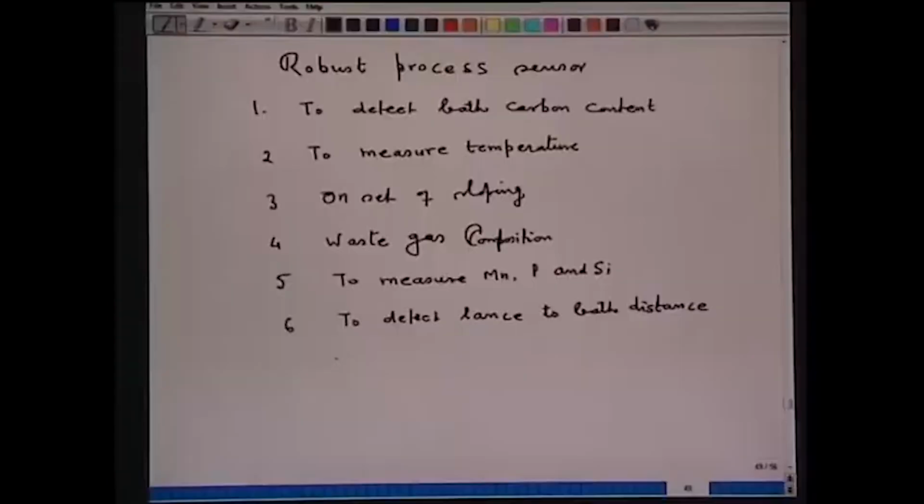Another thing is that we also require a laser scanning system for refractory, because refractories are also being worn out during the process, 0.5 to 1 millimeter per heat, that is the refractory wear. So, we should also be able to record online what the refractory wear is.